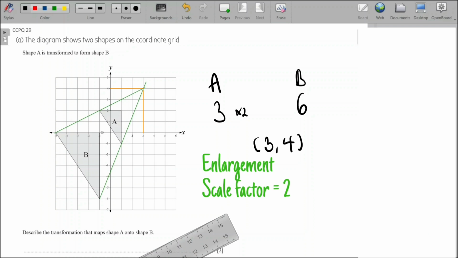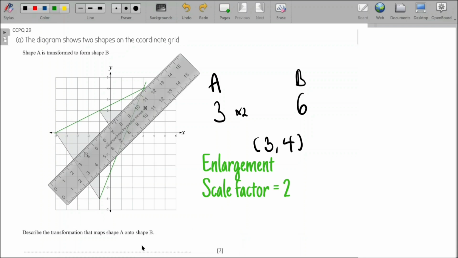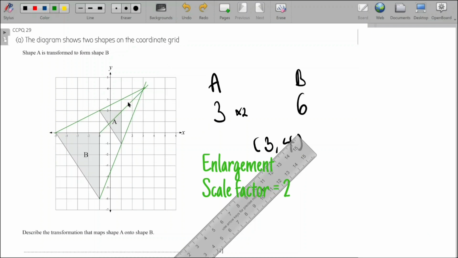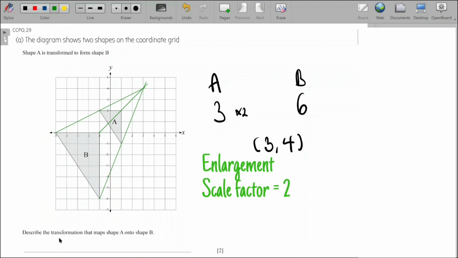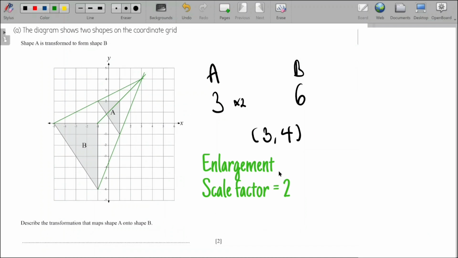If you also draw a line through these 2 vertex points, the line will meet these other 2 lines at this point. Let's draw the line to confirm. See, we have them all meet at this point. To answer the question correctly, you say it's enlargement on a scale factor of 2 about center x is 3, y is 4. Hope you understand.